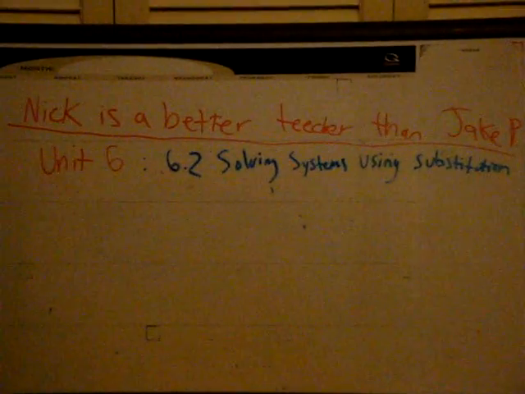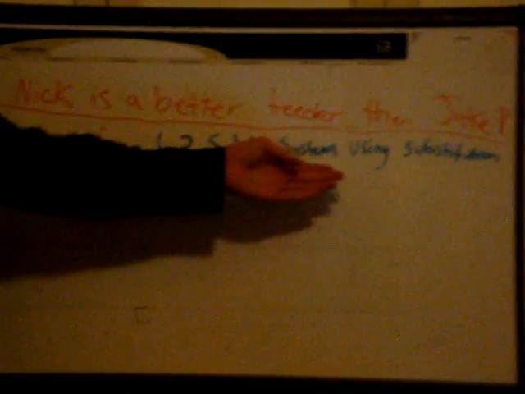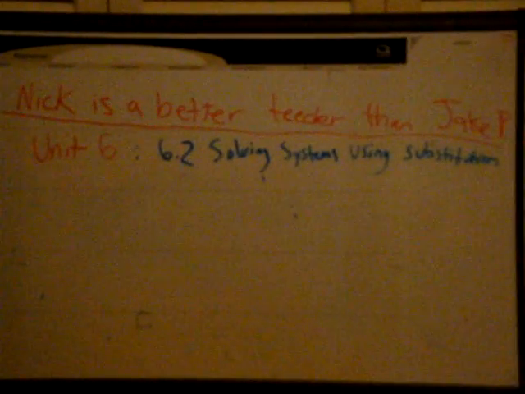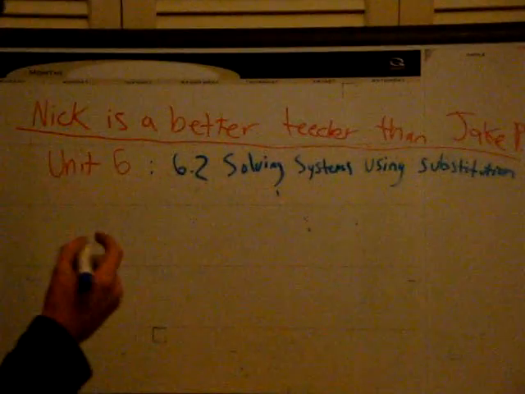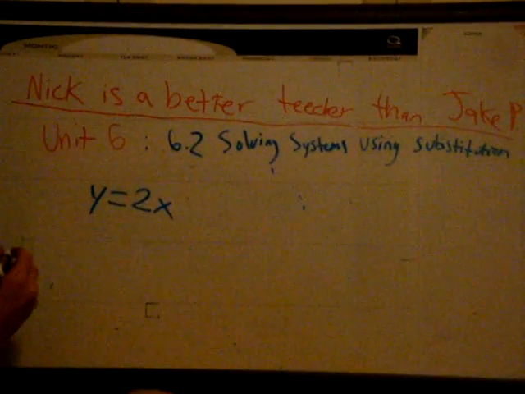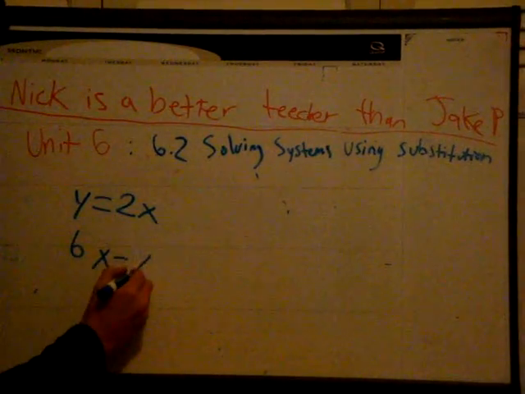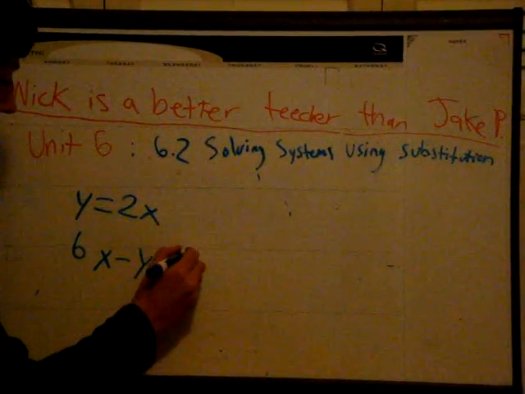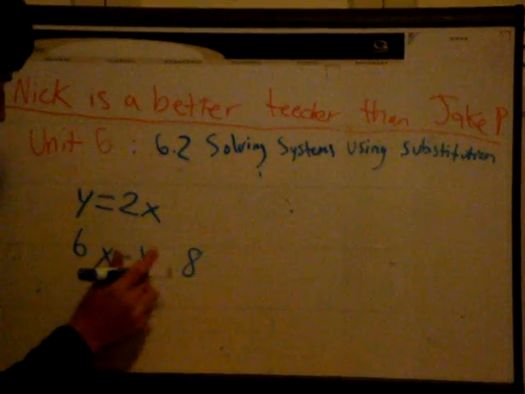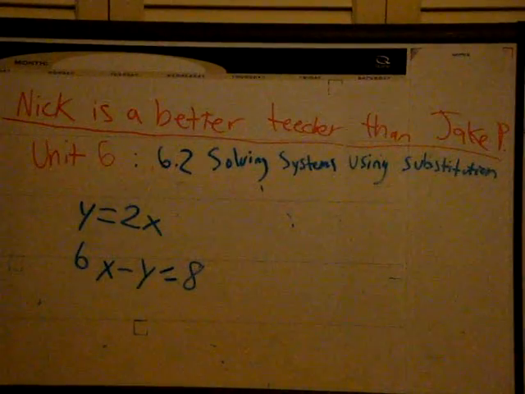We're going to be working on Unit 6 again, but this time it's 6.2, Solving Systems Using Substitution. So I'm going to show you what that means. Here's our first example. y equals 2x and 6x minus y equals 8. Okay. So here's what we do.